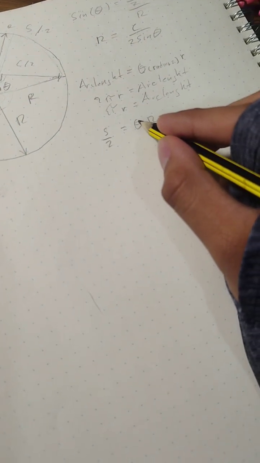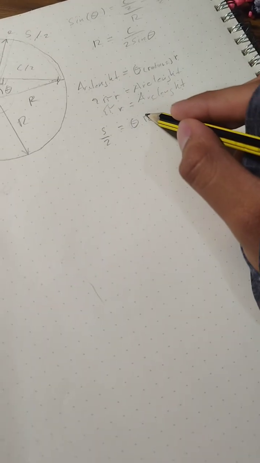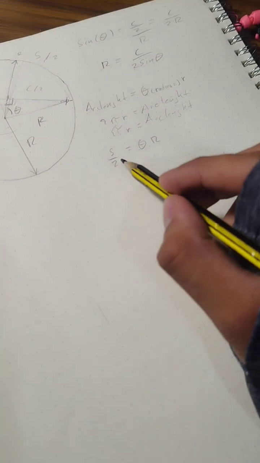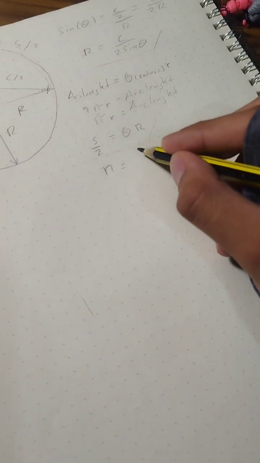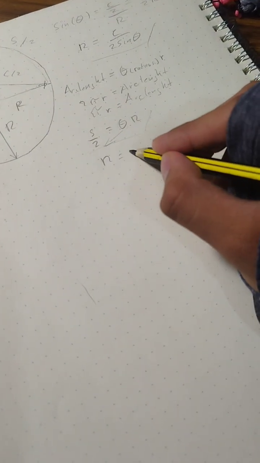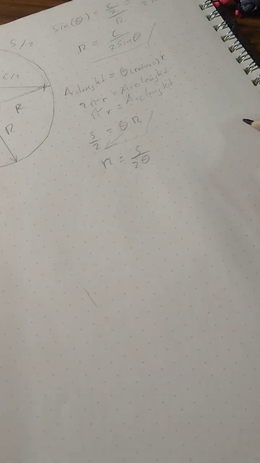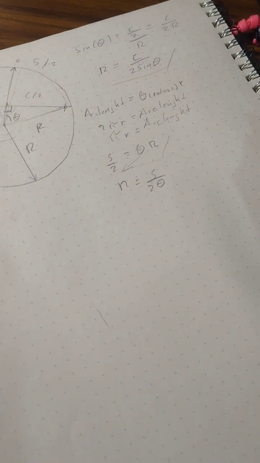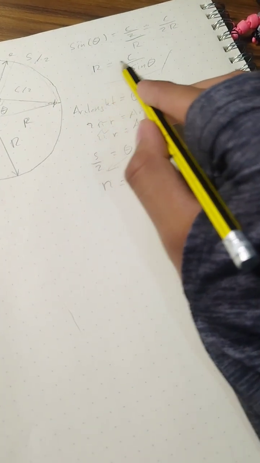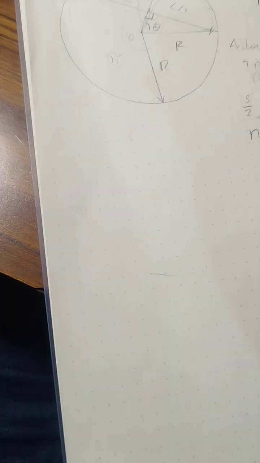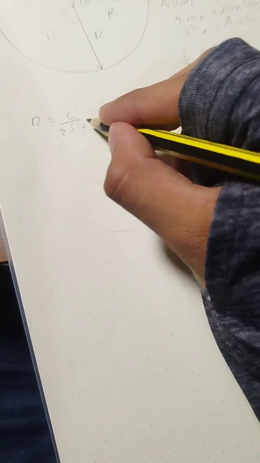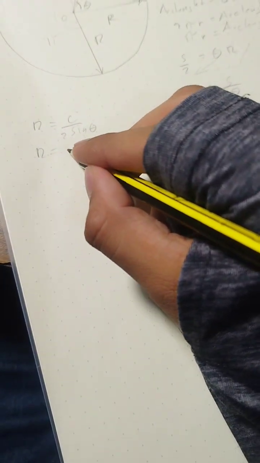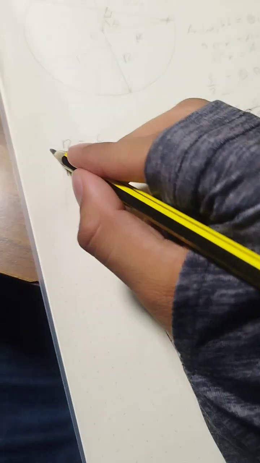We don't know theta yet, nor r, but we've got two equations here. So let's try solving for r in this one: r equals s over 2 theta. So we now have two expressions that relate the radius and theta. Let's set them equal. We write radius equals c over 2 sine of theta, and also radius equals s over 2 theta.